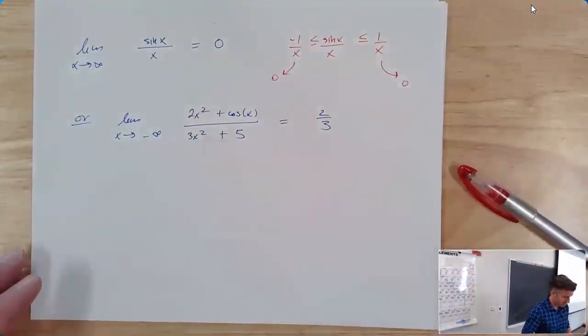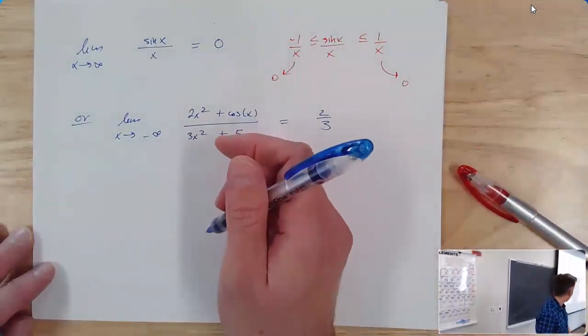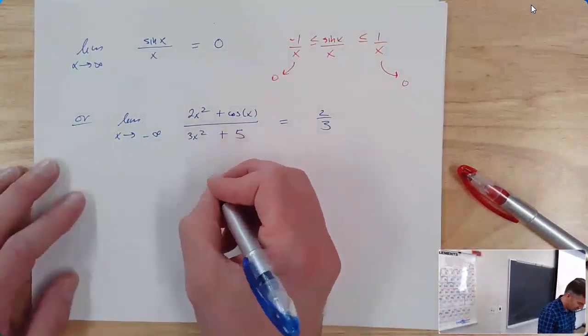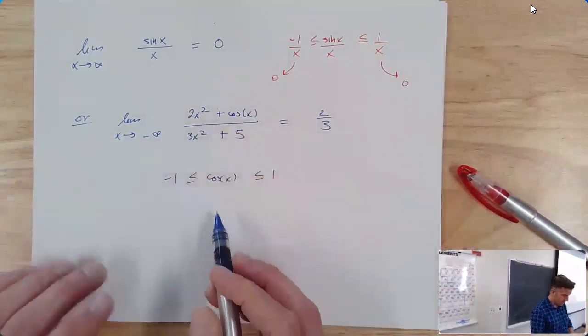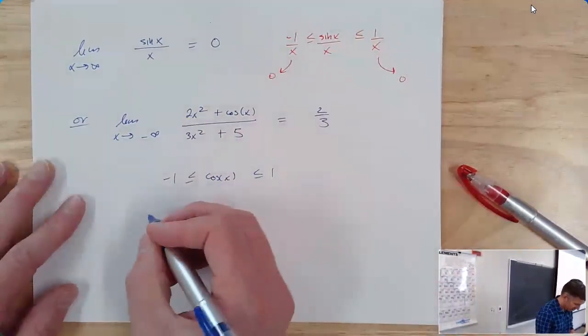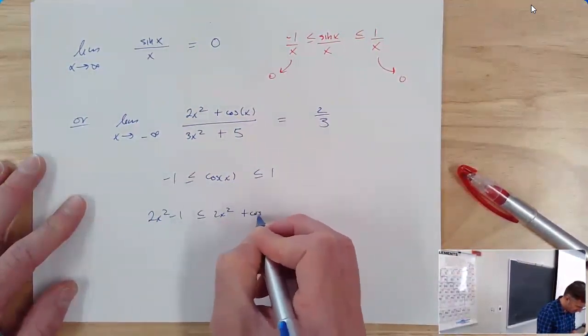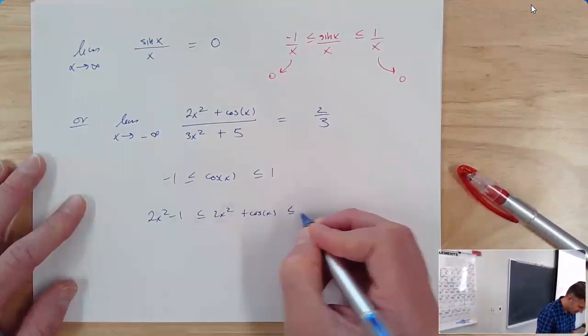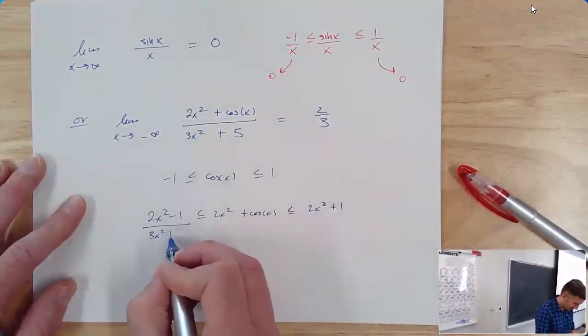You can do this a couple different ways. I personally like to do it the way where you start with cosine between 1 and -1, and then you make the cosine look like the thing you're trying to take the limit of. So first you add 2x squared to everything. This is not everyone's favorite way of doing this, but it's my favorite way. And then divide everything by 3x squared plus 5.